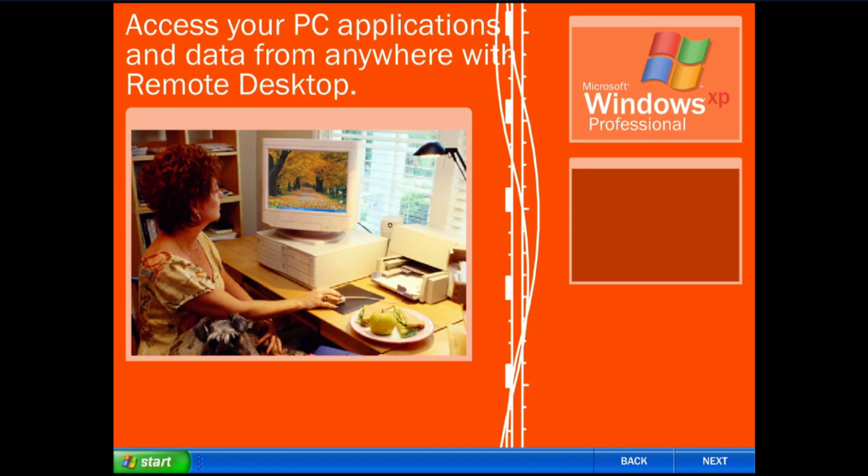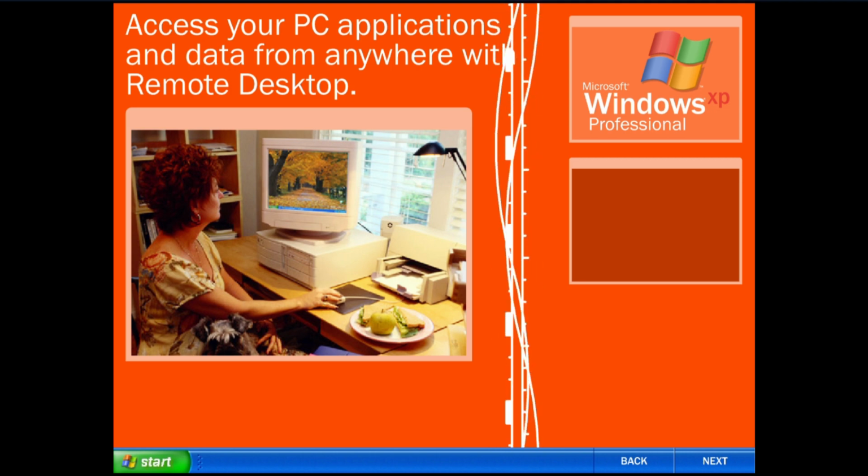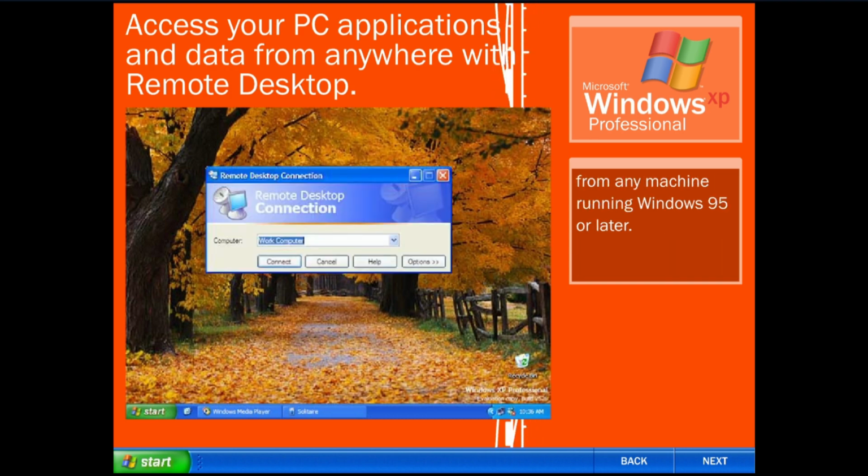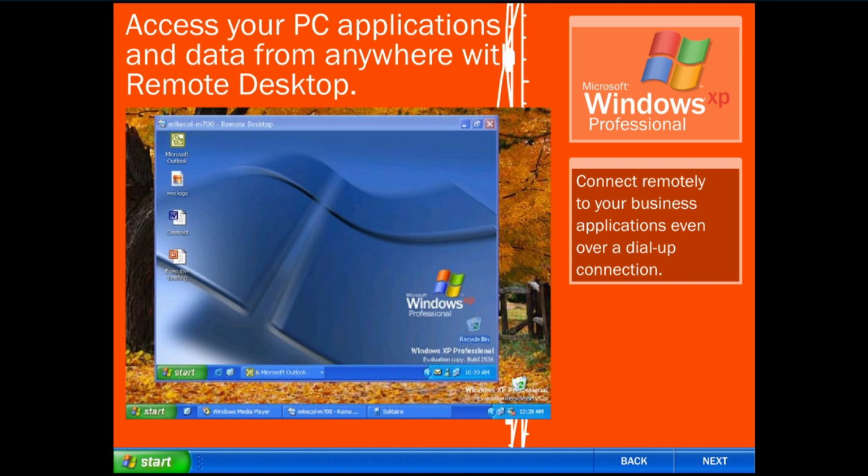Access your PC applications and data from anywhere with remote desktop. Use your Windows XP Professional computer over virtually any network connection from any machine running Windows 95 or later. Connect remotely to your business applications, even over a dial-up connection.